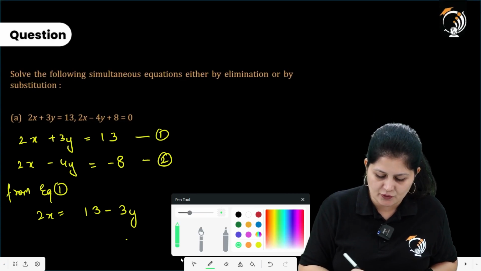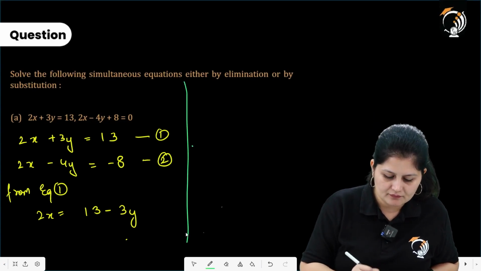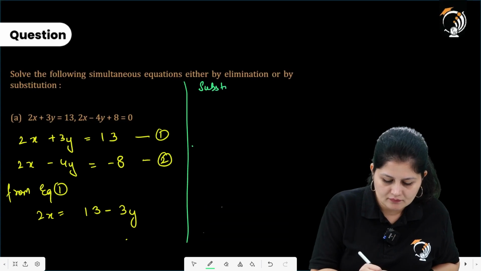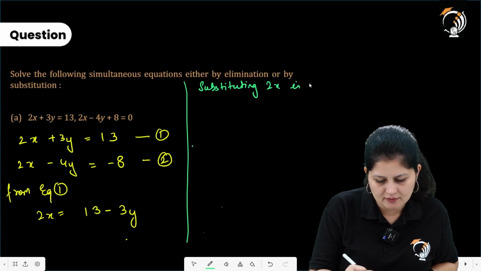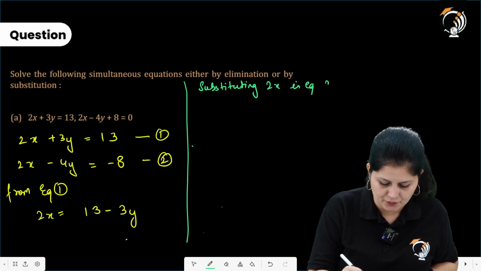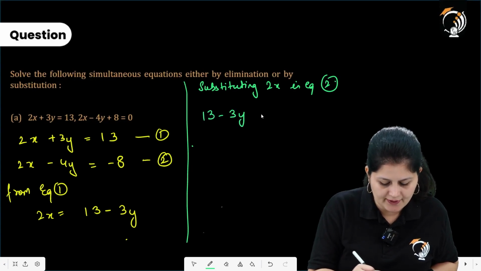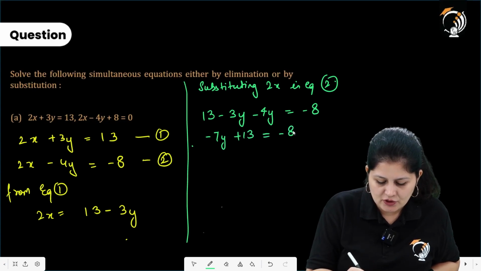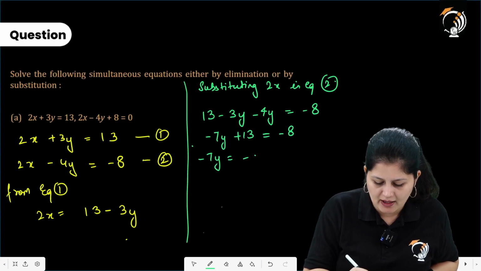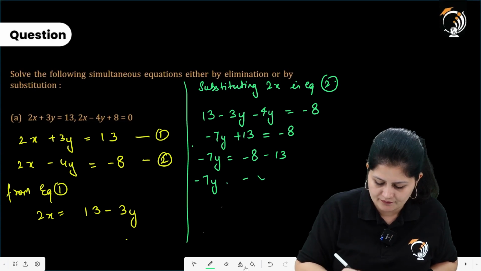So the next step here is substituting 2x in equation 2. That is going to be 13 minus 3y minus 4y is equal to minus 8. So what we have got here is minus 7y plus 13 is equal to minus 8. So we are getting minus 7y is equal to minus 8 minus 13. So we are getting minus 7y is equal to minus 21.